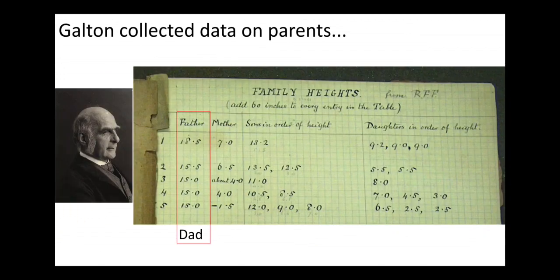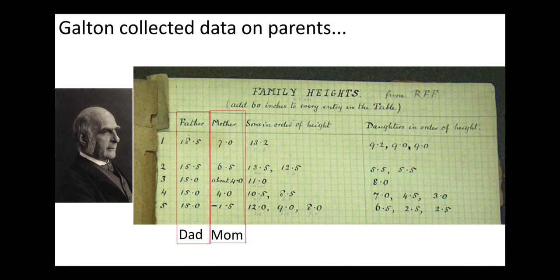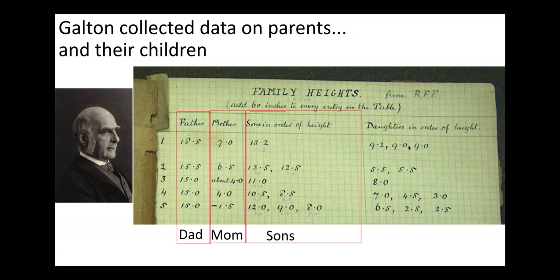In Galton's study on the heritability of height, he got families together and he measured the heights of the parents. He measured the height of dad and mom, and then all of their adult children, their sons and their daughters. And then he did further analyses to determine the relationship between the average of the parents' height and their children's height.